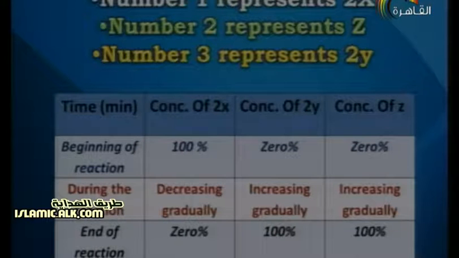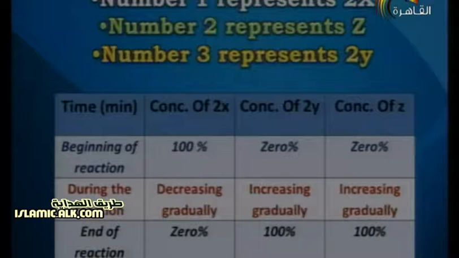The first one decreases. Why? Because we have a relation between the product and the reactant. If I start the chemical reaction, the concentration of the reactant decreases and the concentration of the product increases. So the concentration of 2Y increases gradually, and Z increases gradually until they are equal to each other, or balanced with each other.